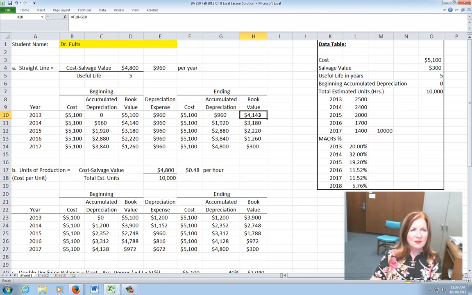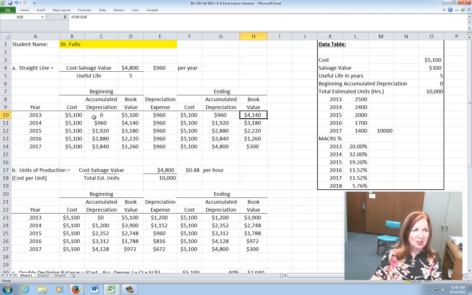And then the book value is cost minus accumulated depreciation, or F10 minus G10, to get the book value in H10. And so that's the book value for this year. So we're just working exactly the formula up here in these parts of the cell.